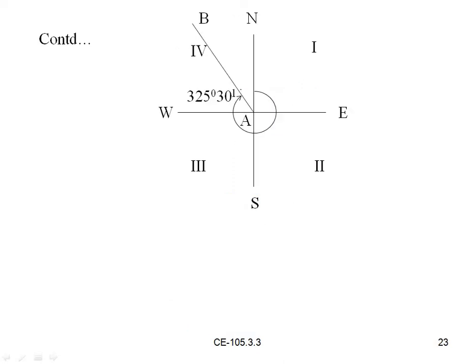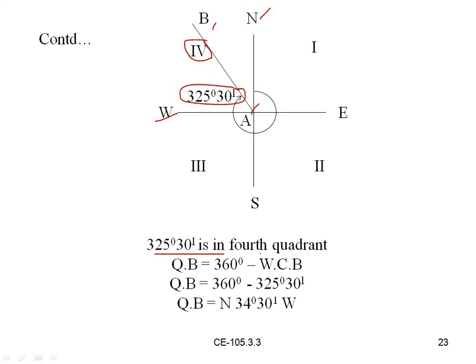And the next one is 325 degrees 30 minutes. It is in the fourth quadrant, between north and west. So here it is in the fourth quadrant. You can see here 360 degrees minus whole circle bearing, that is north 34 degrees 30 minutes west. So this way we will get the quadrantal bearing.